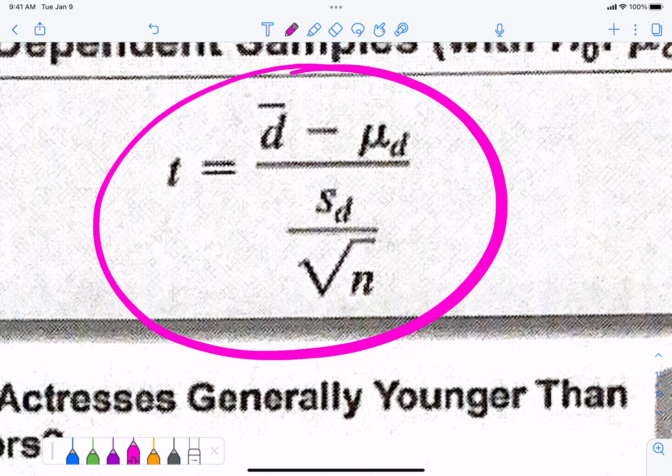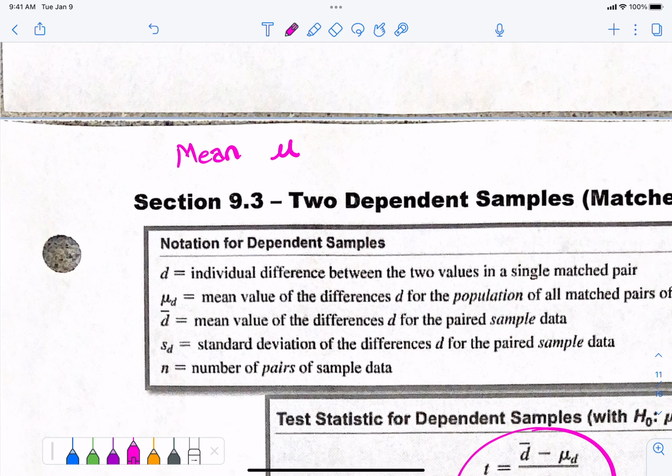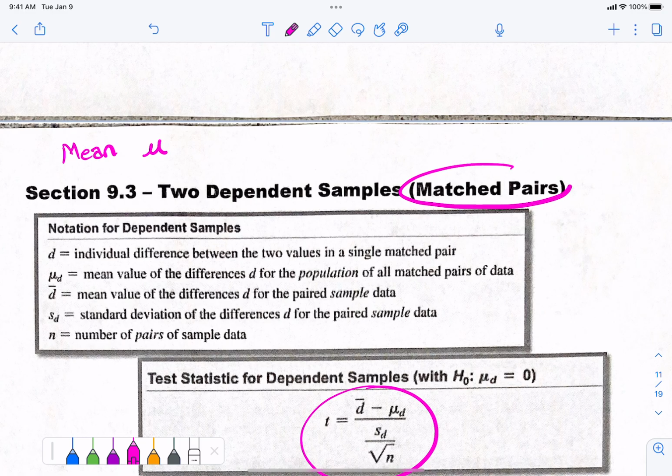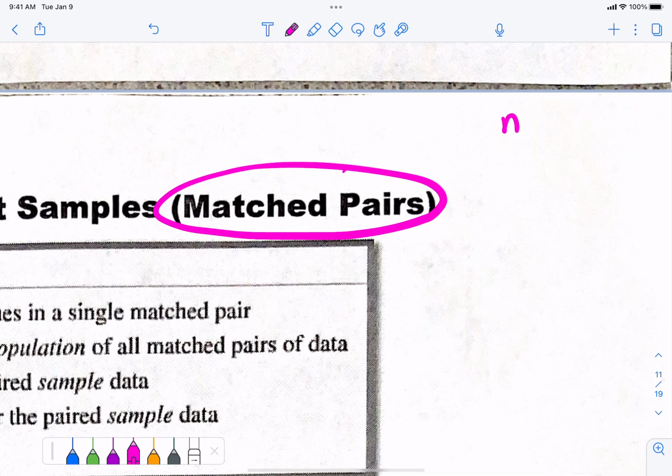Now, this is an extension of 9-2. We're still doing mean, okay? Now, mean, what variable do we use for mean? Mu. We're still doing mu's. But the deal here is that, circle this, we have something called matched pairs, okay? Matched pairs. So yesterday we had 2 samples, and we had N1 and N2.